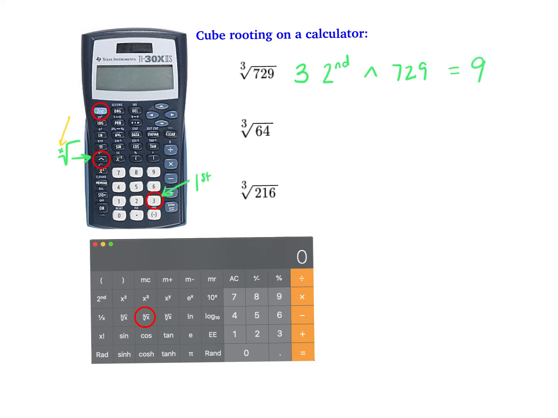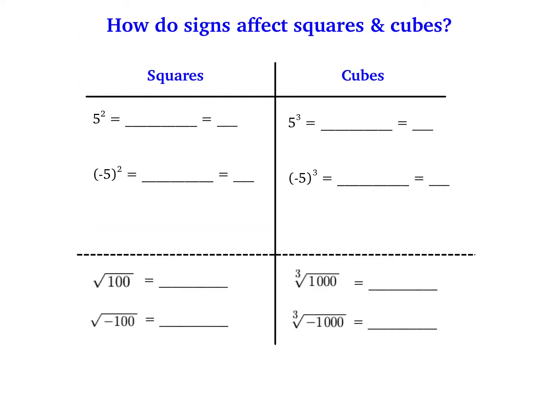If you're doing it on your phone, it has its own button here. So type that number, then hit that. So the cube root of 64 should give you an answer of 4. And then the cube root of 216 should give you 6. So again, I encourage you to try a couple of these and make sure you get that right answer.